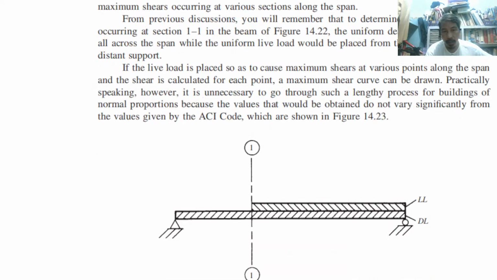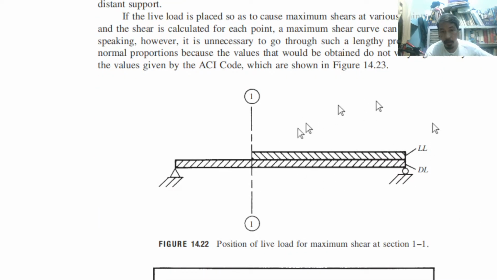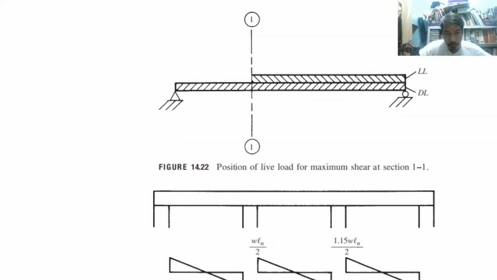Okay, this is how you deal with it, so that there is an imbalance, and we can get the maximum reaction from the element. So for example, here, position of live load for maximum shear, we can have this live load and dead load. Okay. So do not put any live load here. Just stop at that section wherein we want the critical section.